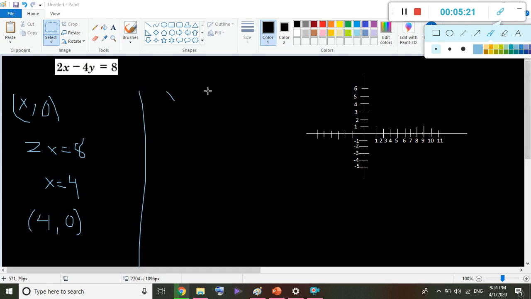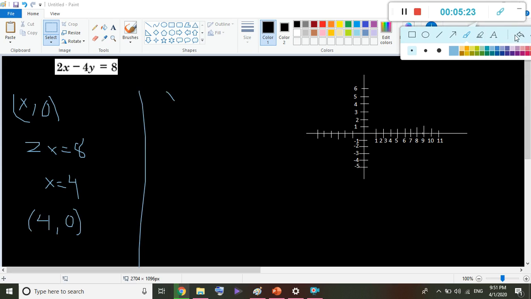Now we're going to find the y-intercept. It means we're going to substitute x as 0. So it's going to be 0 minus 4y equals 8. Y equals 8 divided by negative 4, which is negative 2. It means the y-intercept is going to be (0, negative 2).